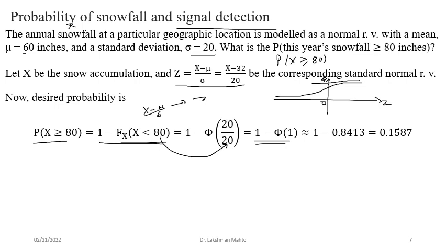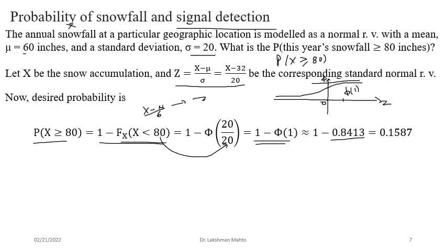So here, at 0, we know that phi of 0 equals 0.5, and 1 is to the right of 0. So definitely the value of phi of 1 will be greater than 0.5. And what is the value of phi of 1? It is 0.8413. From the normal table, you can easily find it. So it is an approximation. The decimal expansion will go on like this, so we are just taking an approximation here.